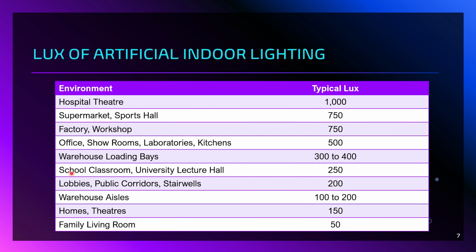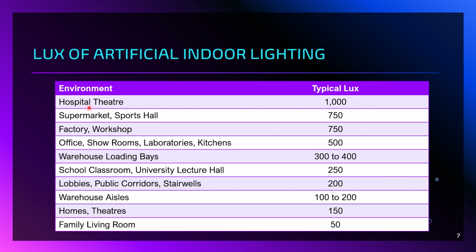In this chart, we are explaining the lux of artificial indoor lighting. For example, if a hospital theater has 1000 lux on your subject, that means the bulb in the hospital theater should produce a luminance of 1000 lux. If it's a family room, the bulb will produce only 50 lux. So this will help you understand which bulb you should buy for a specific indoor lighting. This is mostly used by architects, and in photography you can use this to identify whether you need to carry a light to the place.